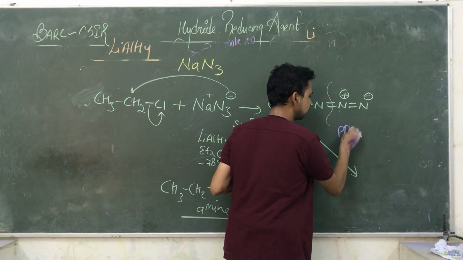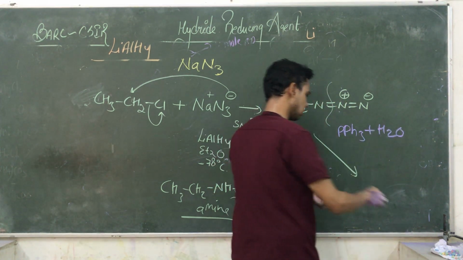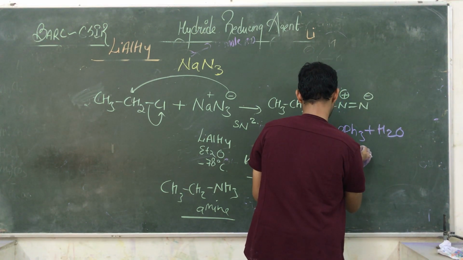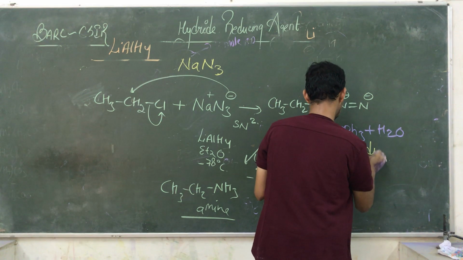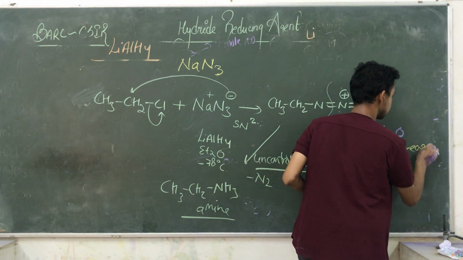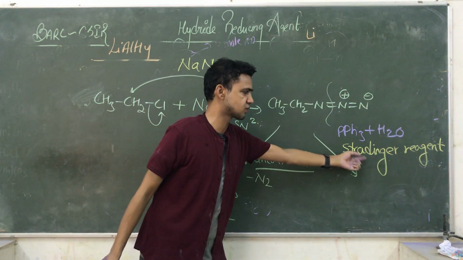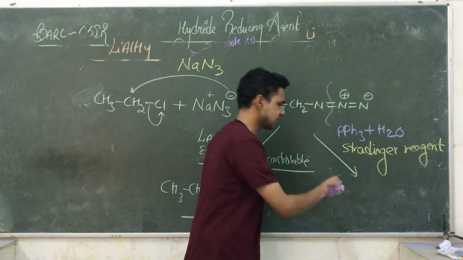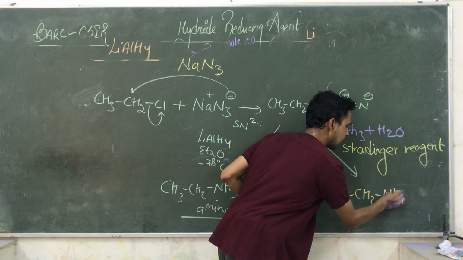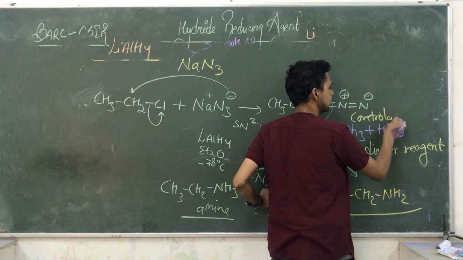That reagent is PPh3 plus water. That reagent is known as the Staudinger reagent. If that reaction takes place in the presence of the Staudinger reagent, it gives you the same product, CH3, CH2, and H2. That reaction is controllable.